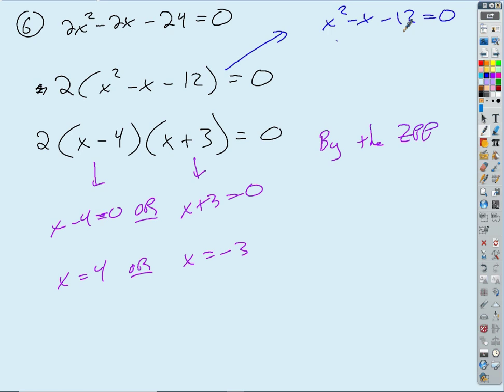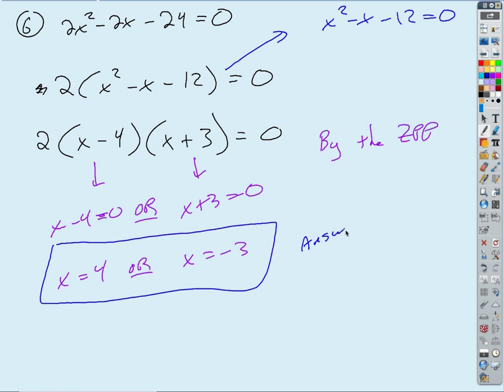Could you have made the 3 negative, or does it have to be 4? It has to be the 4 because positive 4 times negative 3 equals negative 12, but it doesn't add to negative 1. Right? It has to add to b. Okay? So these are the answers, or better yet, I should say the solutions.